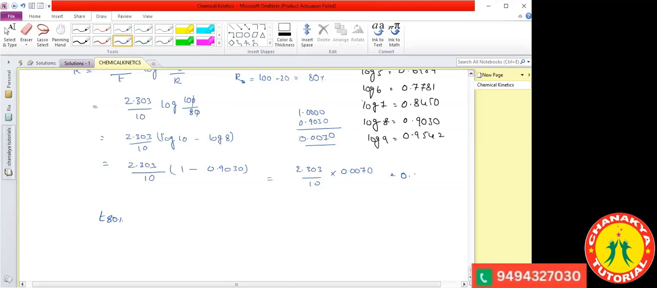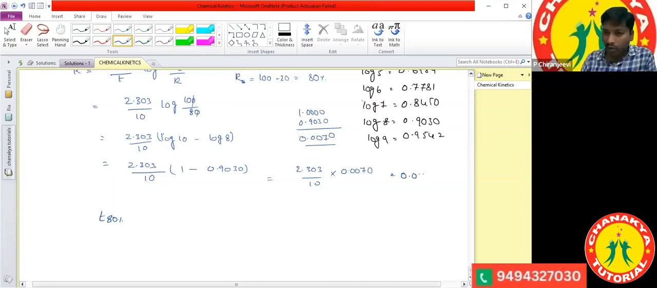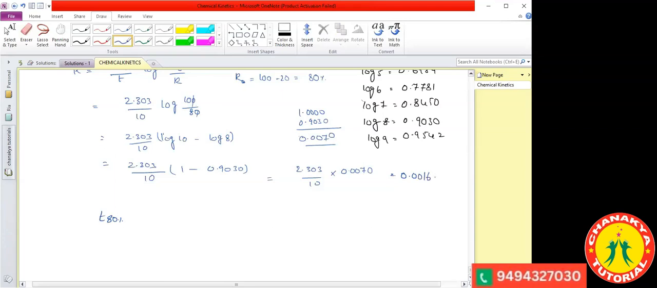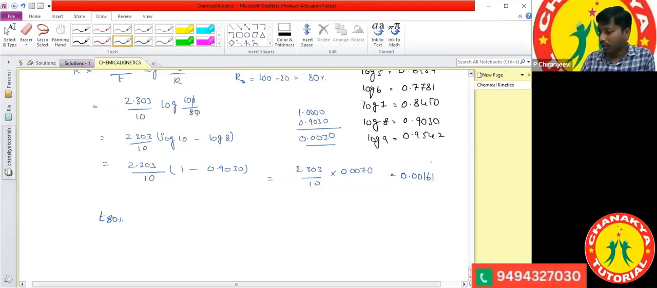0.00161 and more values. So you are telling 0.00161. Okay, so 2.303 into 0.0070 divided by 10. That means you get 0.00161. Okay, so this also we can write as 1.6 into 10 power minus 3.